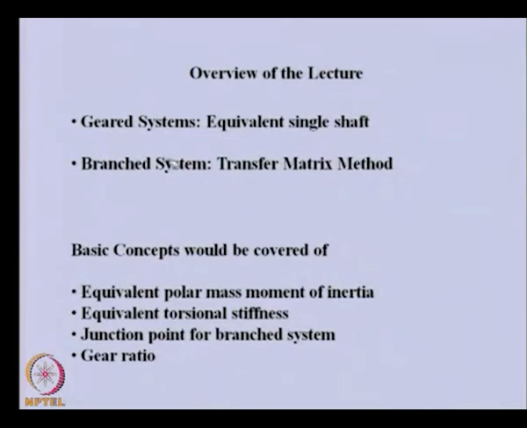For the branch system, because multiple shafts are connected at one particular junction, we will use the transfer matrix method, and subsequently we will be using the finite element method in the subsequent lectures. Various concepts which we will be introducing here are equivalent polar mass moment of inertia, equivalent torsional stiffness, junction point for branch system, gear ratio, etc. So, let us start with a geared system.